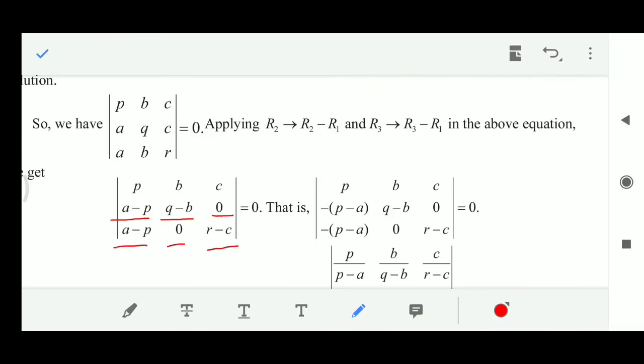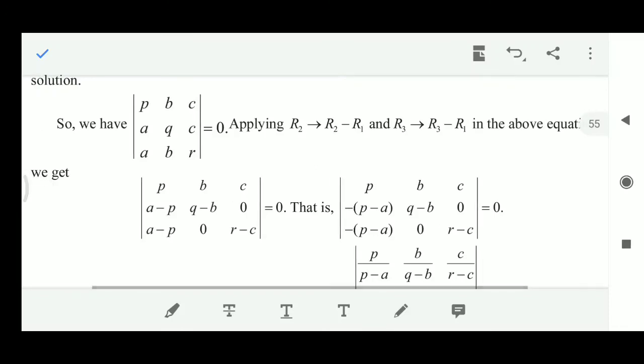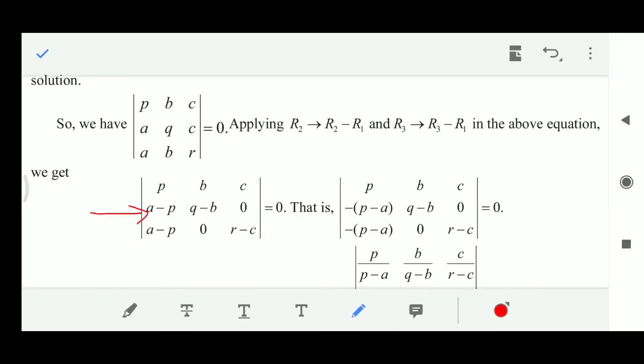Next I am going to take a minus sign as common from the first element of second row and the third row. So I will get minus of P minus A and minus of P minus A in both the elements. So for an adjustment I am going to take the minus sign. So you will get P, B, C, minus of P minus A, Q minus B, 0, minus of P minus A, 0, and R minus C.